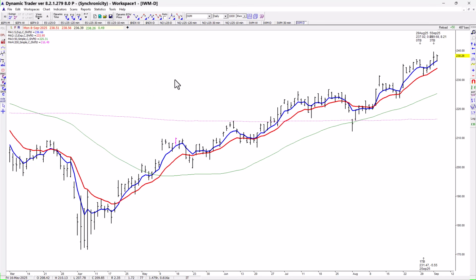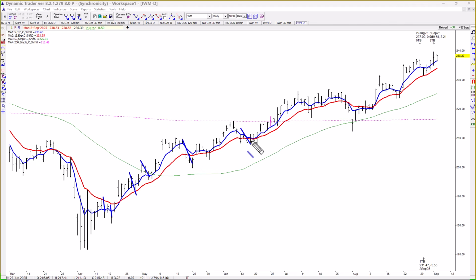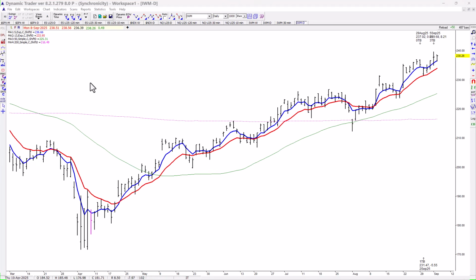So I'm going to start with symmetry in this case. Now, symmetry is where we're comparing 100% of some of these prior declines within the uptrend, and we project them from actually this high. And that's one of the things that really helped us find this area of support. So we'll start with that.